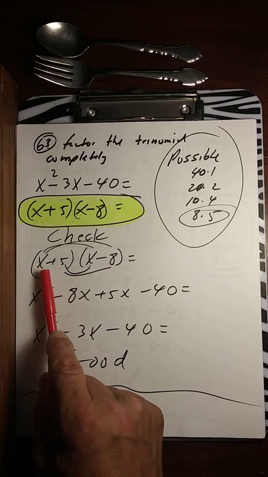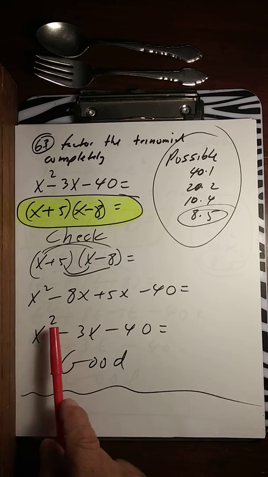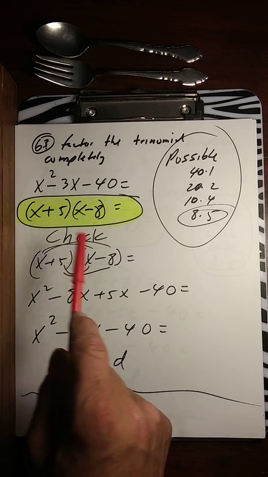x plus 5, x minus 8. So that times that's x squared. That times that's minus 8x. 5x, minus 40. X squared minus 3x minus 40. Yes, that matches.